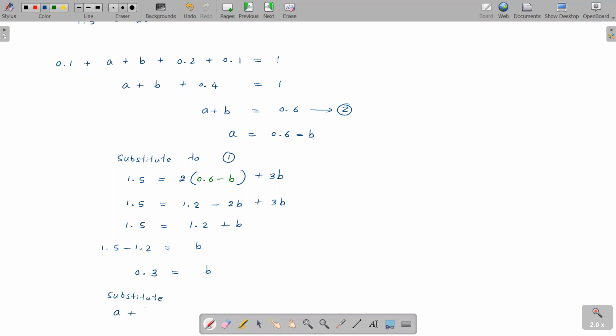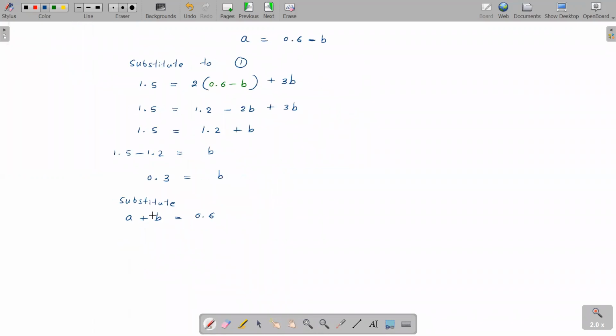So a plus b equals 0.6. a is what we are trying to find. b is 0.3, so a plus 0.3 equals 0.6. So a equals 0.6 minus 0.3, which gives me what? a is 0.3. That's the answer. Okay.